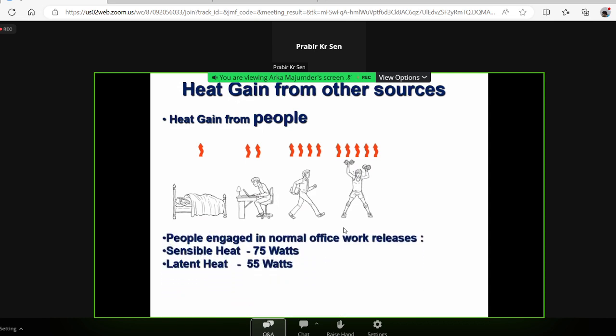People engaged in normal office work release sensible heat of 75 watts and latent heat of 55 watts. We can consider that for our calculation. Each person, 75 watts sensible heat and 55 watts latent heat. If there are 10 people, we should multiply it by 10. Unless, in an office, your boss makes you work like this, we consider 75 and 55. But if your boss makes you work harder in an office, of course, the heat released by you will be more. Next.